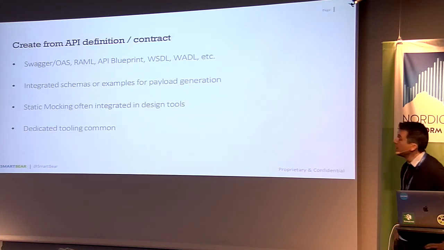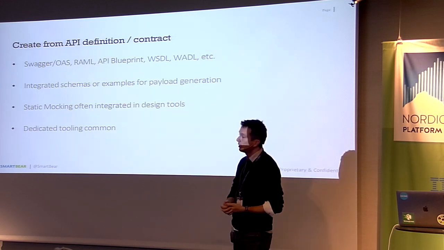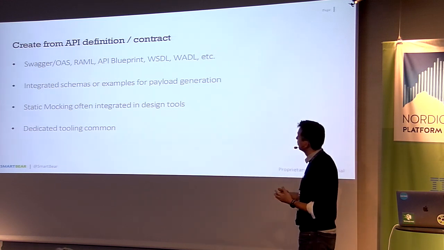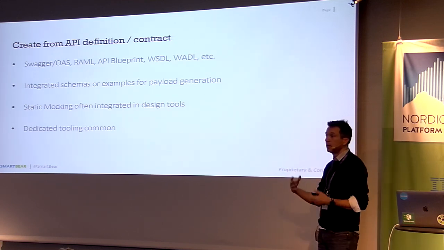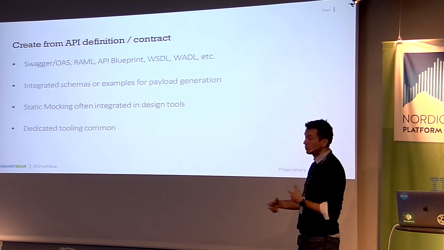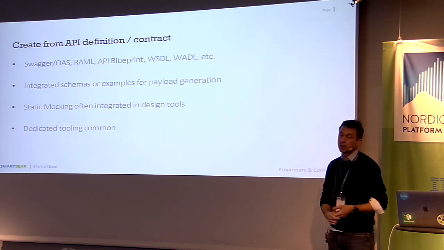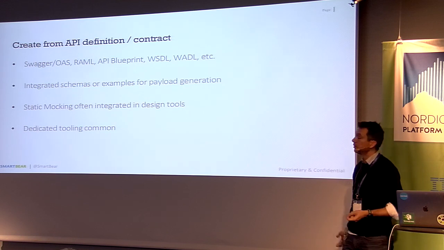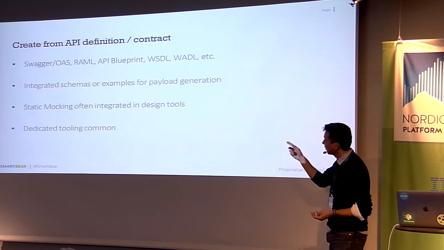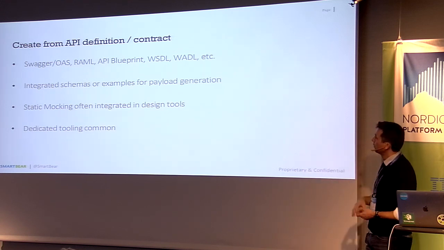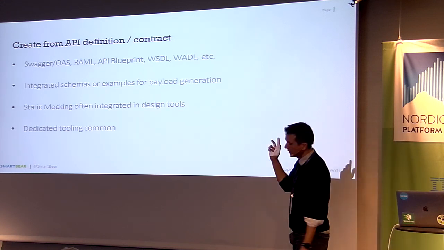So how do you create virtualized APIs? Well, I've already mentioned one: creating from an API definition. If you're lucky to have a Swagger OAS, RAML, Blueprint, etc. definition, those usually contain schemas and metadata that allow you to generate responses, which are a great starting point. OAS 3 has great support for examples, so you can easily have multiple examples in your definition, which can be used to generate virtualized APIs. As I mentioned earlier, static mocking is often integrated in design tools, so it's something you'll see in a lot of tools out there.